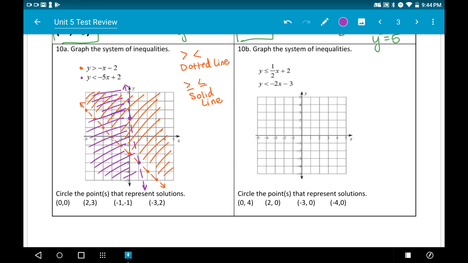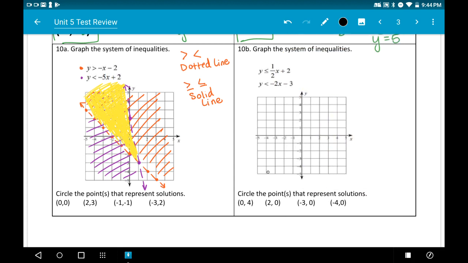Now what we care about is where it overlaps. So in this case, I'm going to care about where the purple and the orange overlap. So I'm going to take yellow here, and I'm just going to shade this in for the part we actually care about. So where the shaded areas overlap, we're going to make that darker. So right here, the yellow is our solution set. This over here with just orange doesn't matter. This over here with just purple doesn't matter.